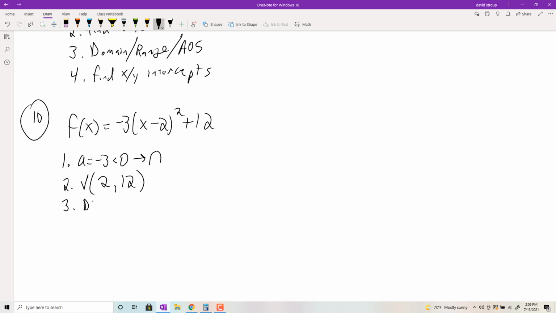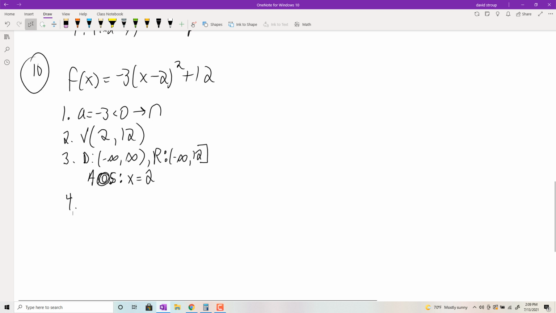Thirdly, the domain is always going to be negative infinity to infinity. The range will always be based off the type of sad face or happy face. If it's a sad face, it's going from negative infinity all the way up to the y value of the vertex. Then the axis of symmetry will be x equals the x coordinate of the vertex. So that'll be x equals 2.